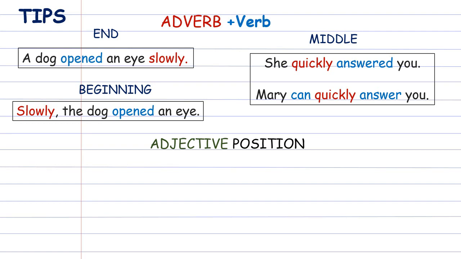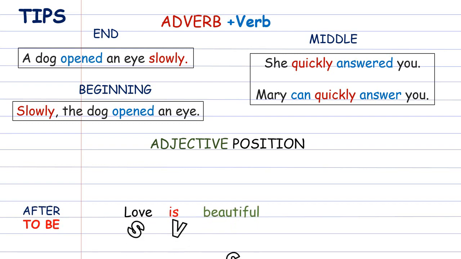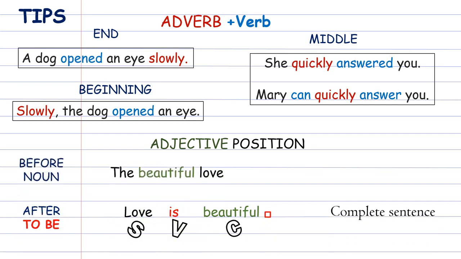About the adjective position, we normally see the adjective after the verb to be. This is a complete sentence with the subject, the verb, and the complement. We can also see the adjective before the noun. The only difference is that you can continue the sentence. This is everything about parts of speech.